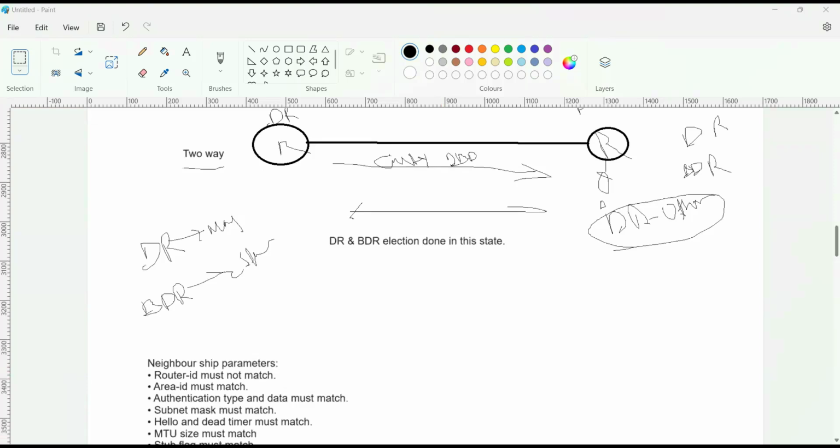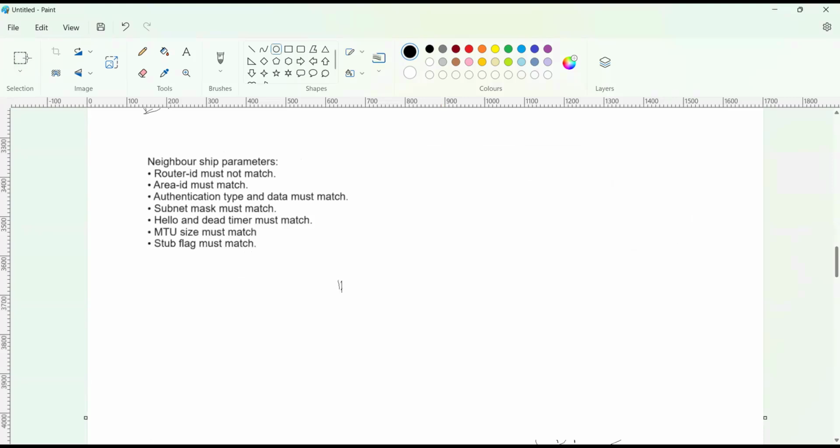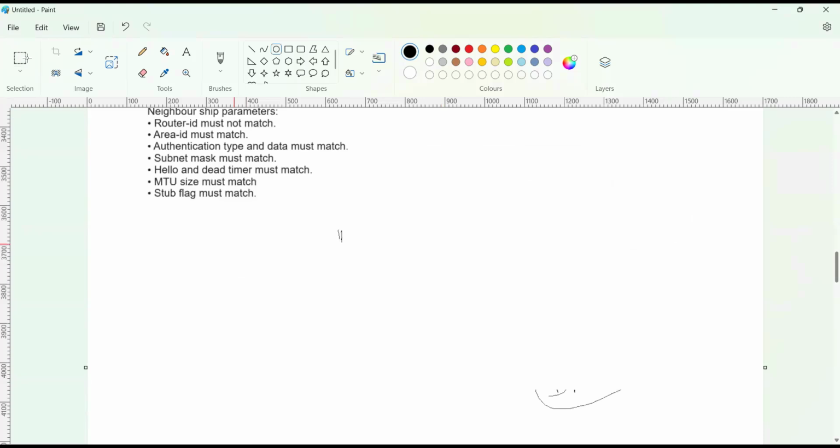Okay, up to the two-way state we finished. Now exstart. We have a fourth state, the exstart stage. R1 and R2 are connected. Likewise, in the exstart state, what will happen?